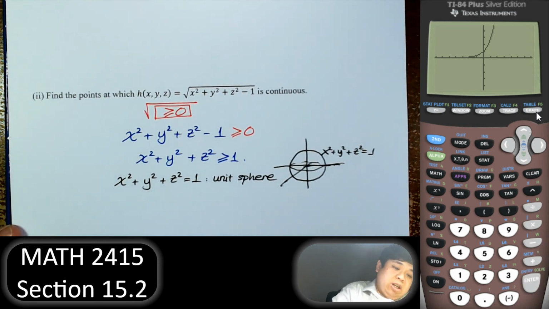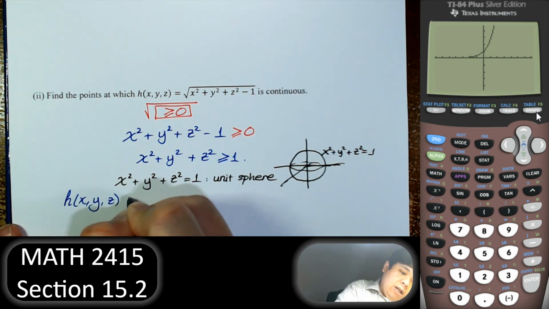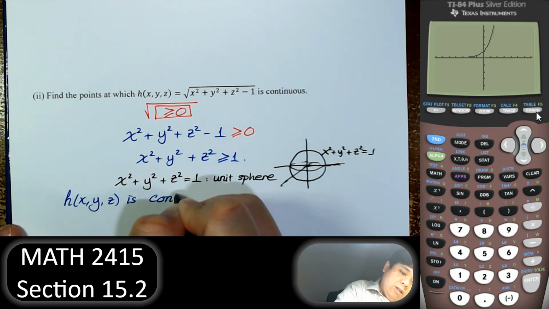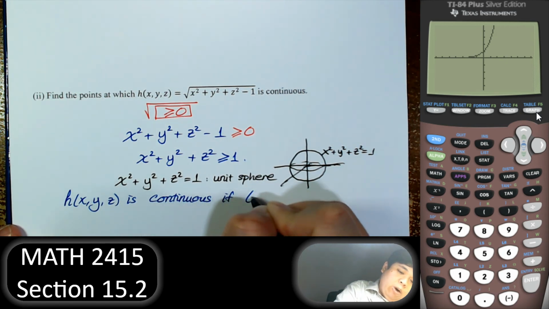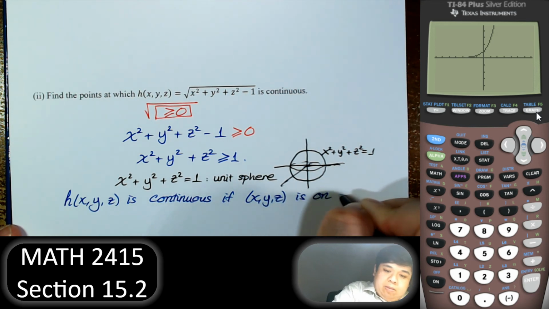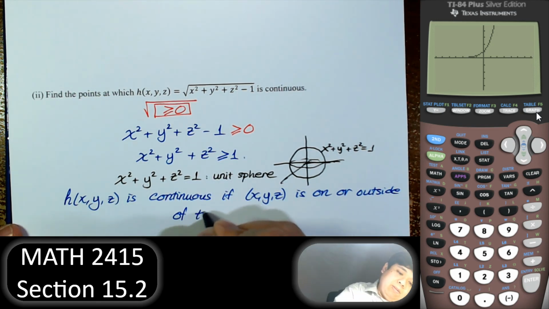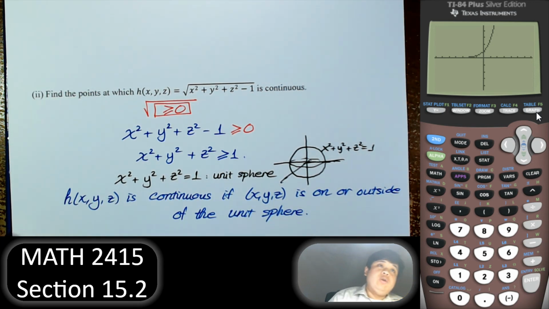So we said find a point at which it is continuous. We say it is continuous if the point x, y, z is on or outside of the unit sphere. So that's what we have.